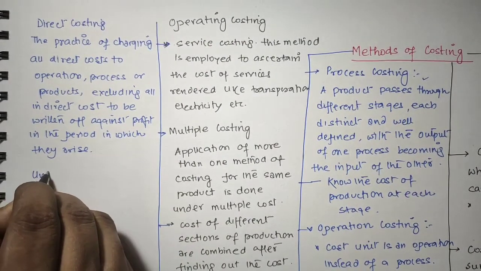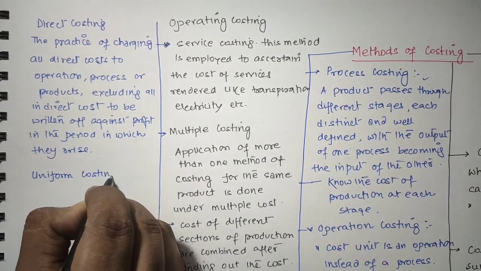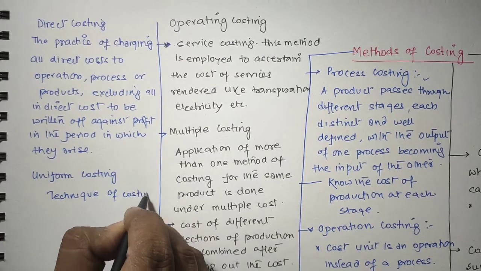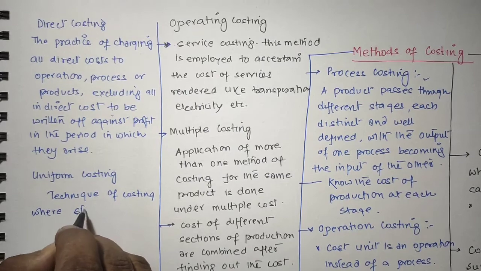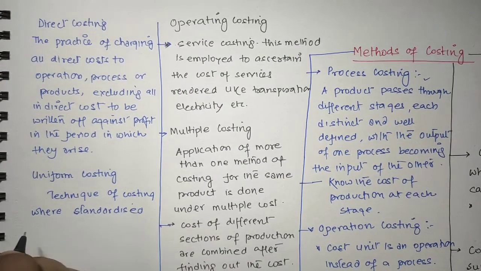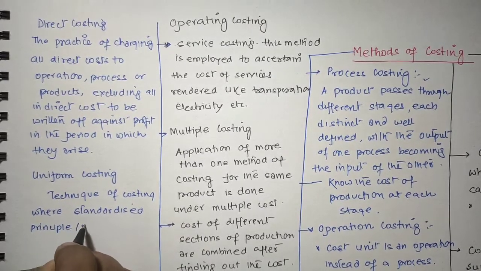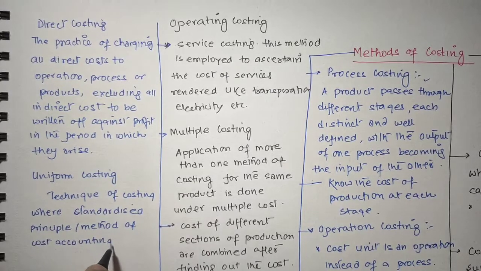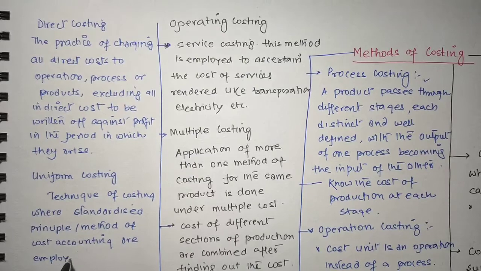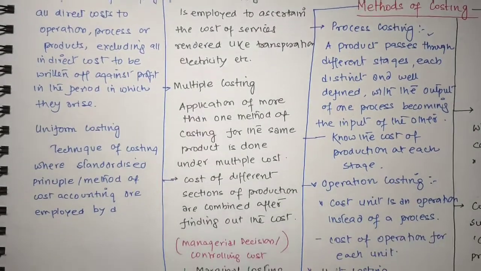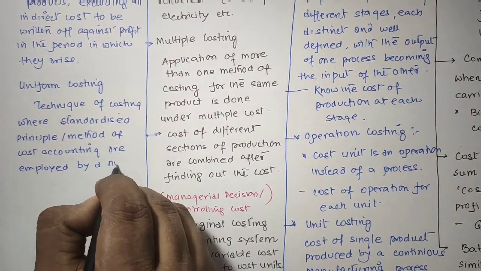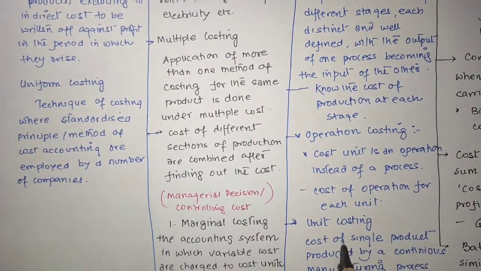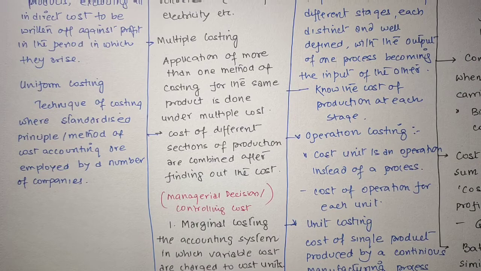Next is uniform costing. This is a technique of costing where standardized principles and methods of cost accounting are employed by a number of companies, and this facilitates inter-firm comparison and establishment of realistic pricing policies.